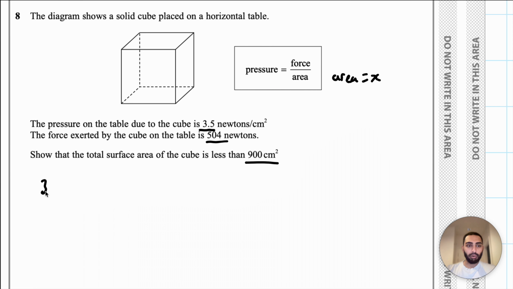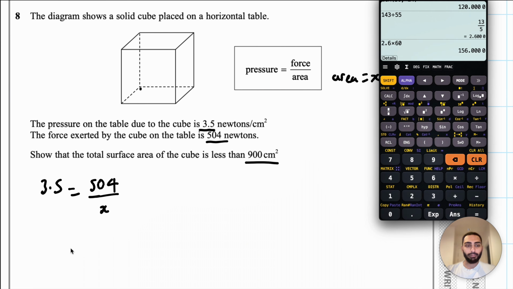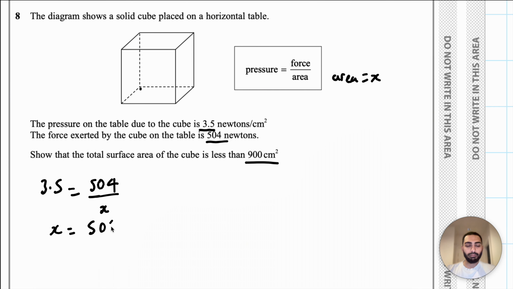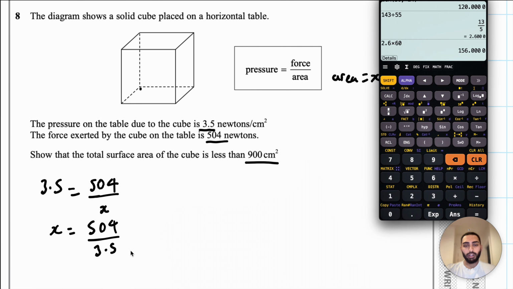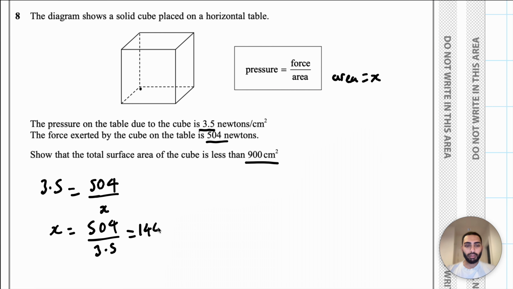The pressure is 3.5. That's going to be equal to the force. The force is 504 divided by x. We need to remember this x is just the area of one of the faces on that cube. Let's just solve this equation. So all we need to do here, we can swap these two values with each other. So this x will go over to that side, and this 3.5 will be below this 504. So it's x is equal to 504 divided by 3.5. So 504 divided by 3.5, which is 144. This is saying that the area of one of the faces, this bottom face, is 144 centimetres squared.